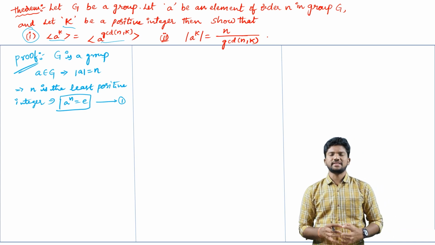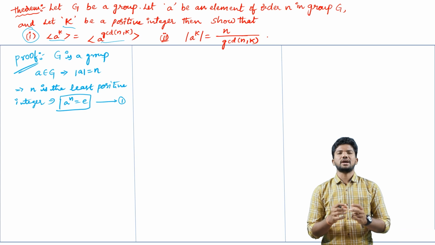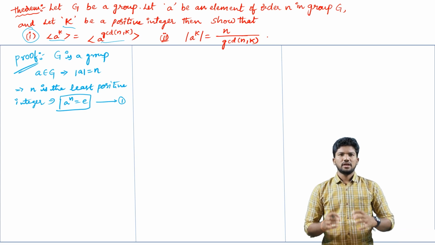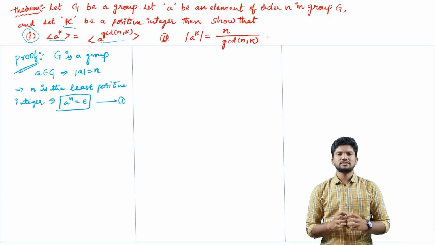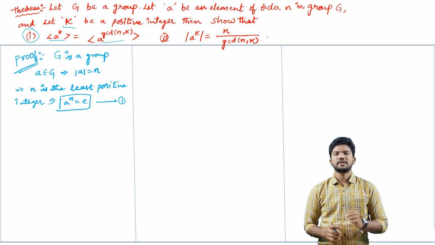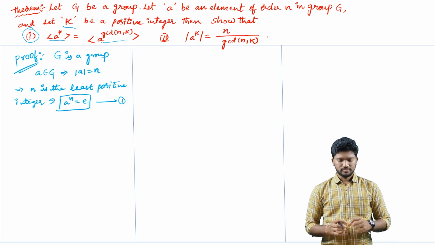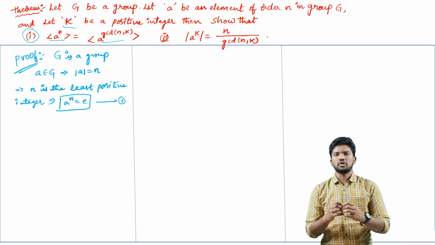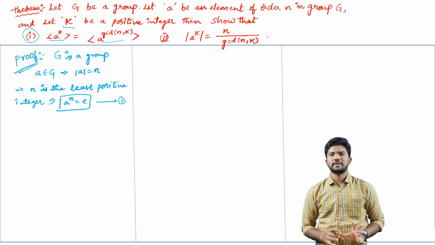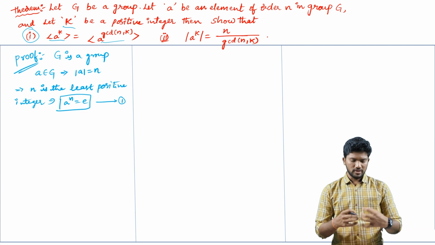Now to prove this theorem, first of all we need to know two basic principles. The first principle is that the GCD of any two values can be represented as a linear combination of the same numbers. That is the first property. And the second property is that the order of a subgroup generated by an element is equal to the order of the same element. So we will use them.